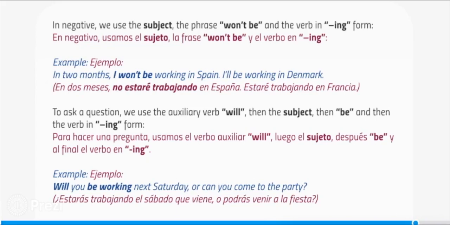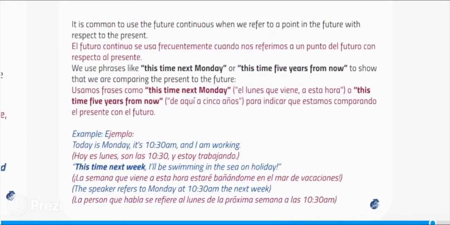To ask a question, we use the auxiliary verb will, then the subject, then be, and then the verb in ing form. Example: Will you be working next Saturday? Or can you come to the party? It is common to use the future continuous when we refer to a point in the future with respect to the present.